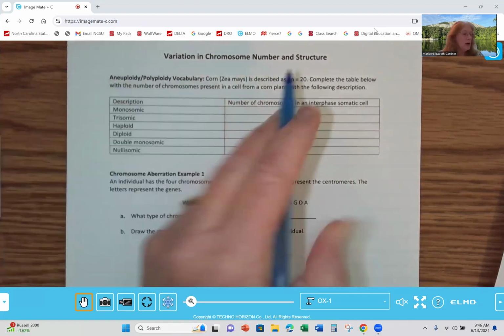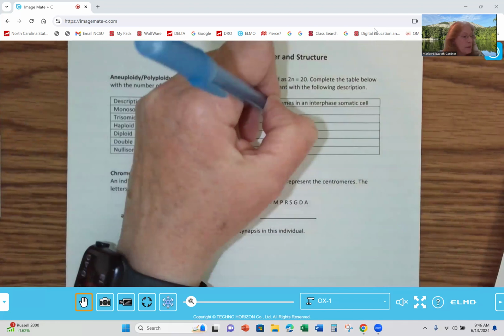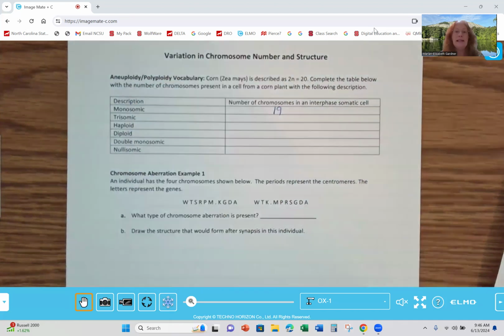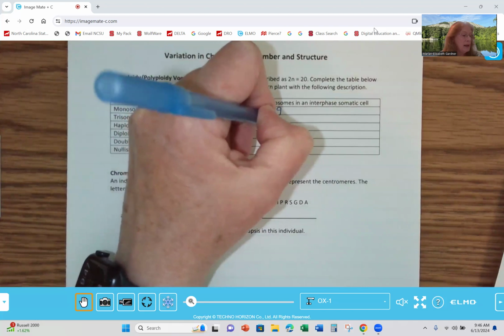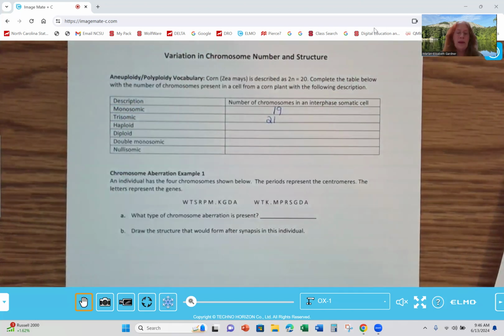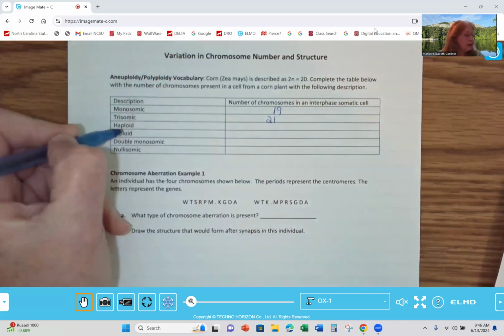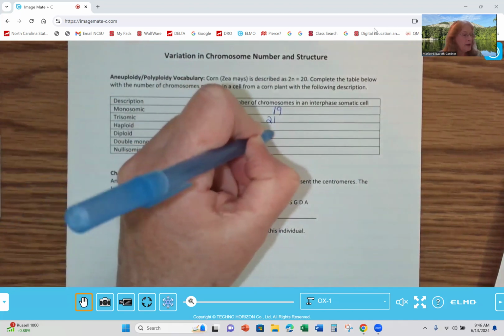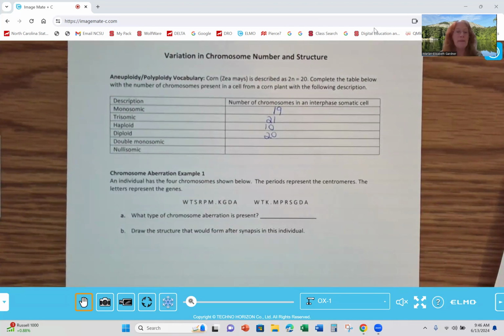So normally, corn has 20 chromosomes. A monosomic corn plant would be missing a chromosome, so it would only have 19 chromosomes. A trisomic would have 1 extra chromosome, so instead of 20, it would have 21. A haploid corn plant only has 1 of every chromosome type instead of the normal 2. So typically we have a diploid with 20 chromosomes. In fact, that's the next one down here. So a haploid has 10 chromosomes, and it has 1 of each chromosome type.